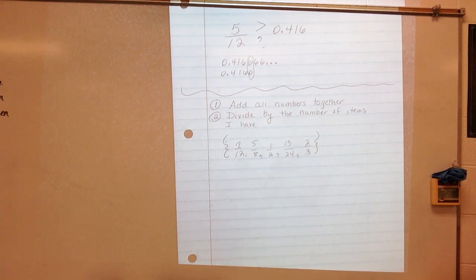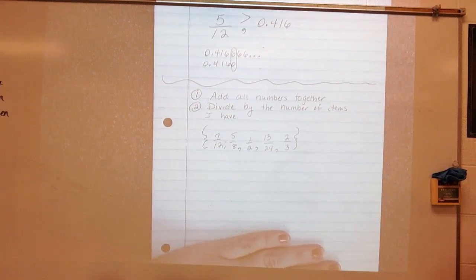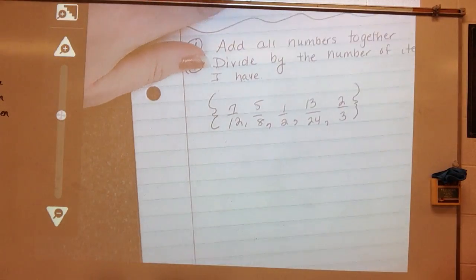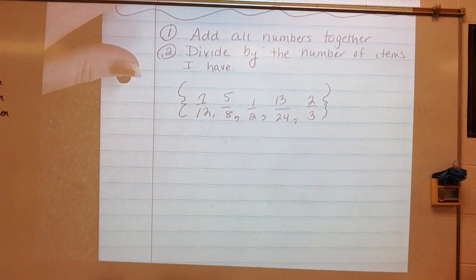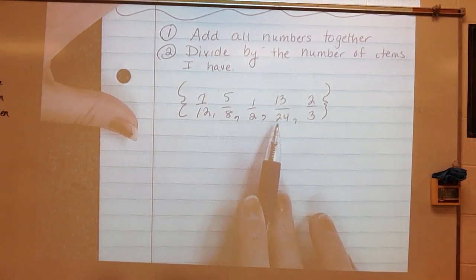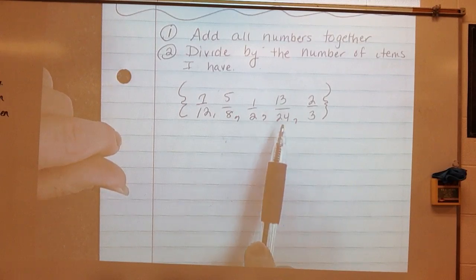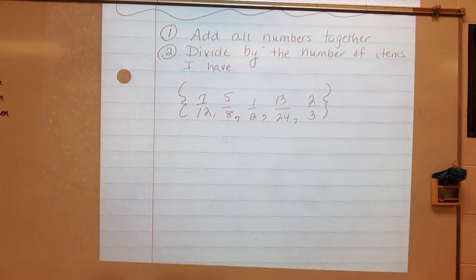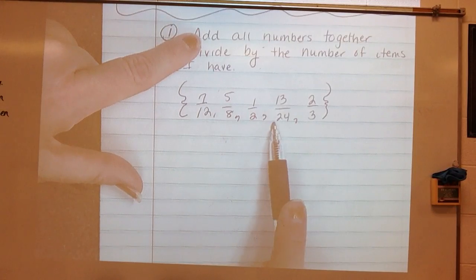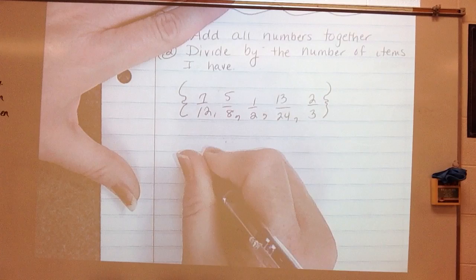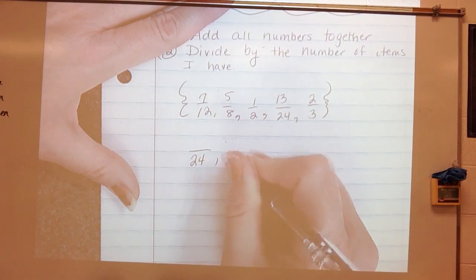In order to add these, I have to find a common denominator. Alright? So, let's find a common denominator. I have 12, 8, 2, 24, and 3. I would go to my largest number, which is 24, and see, do all of those go into 24? And they do. So this is where I'm going to get my new set of numbers.